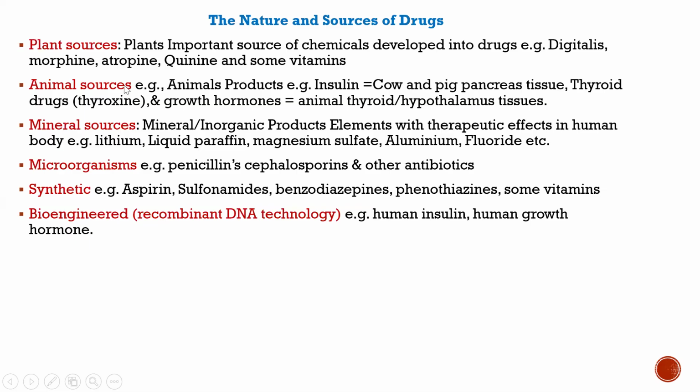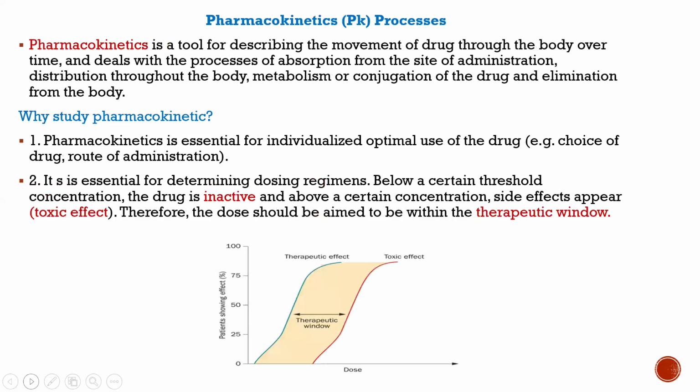We also have animal sources of drugs, like from cow and pig pancreas tissues, thyroid drugs from thyroxine, and then growth hormones. We also have mineral sources, then microorganisms, like penicillin and other antibiotics. We also have streptomycin from microorganisms. All right, we also have synthetic drugs and then the bioengineered, that's recombinant DNA technology drugs, like human insulin and then the human hormone. Okay, so these are the different sources of drugs.